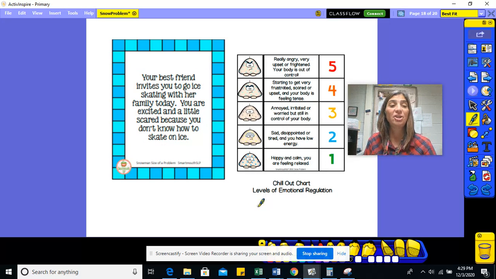Your best friend invites you to go ice skating with her. Remember, you don't know how to ice skate. This one here. You might be a little bit worried about not knowing how to ice skate. So I'm going to say that's a 3. Kind of right in the middle is a good reaction for that.